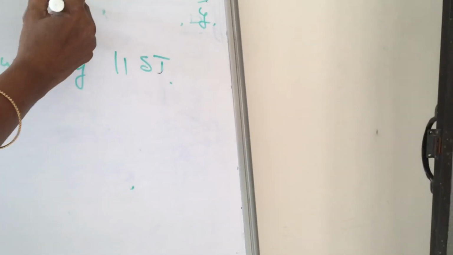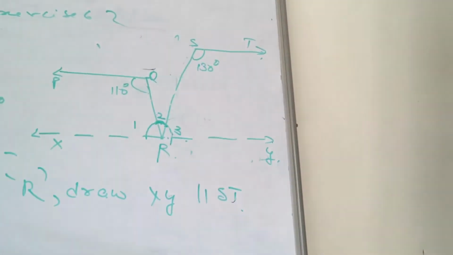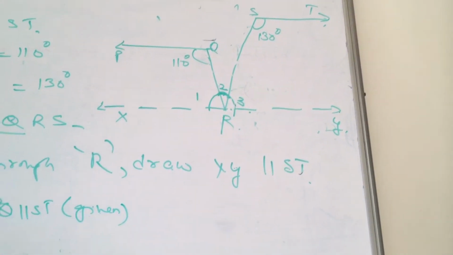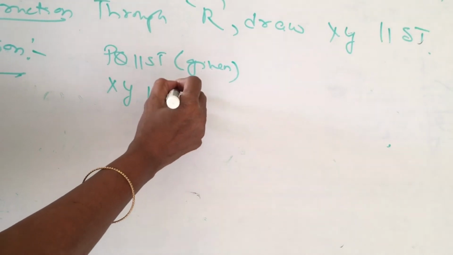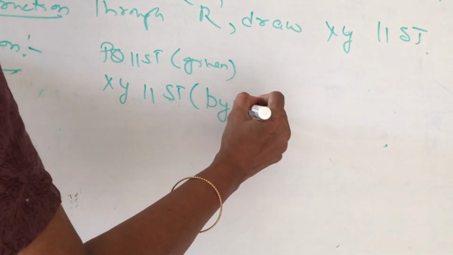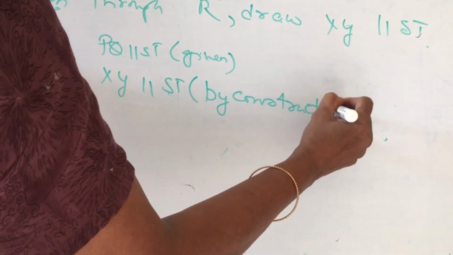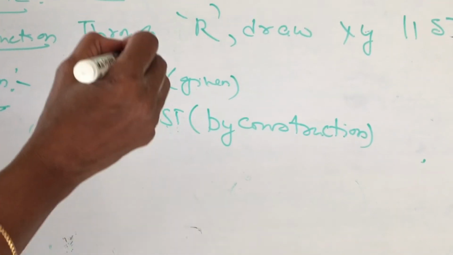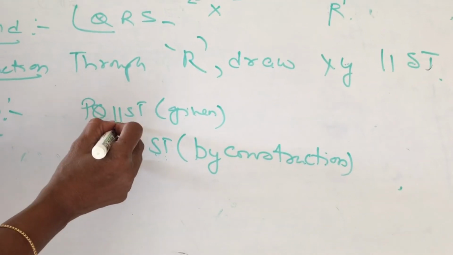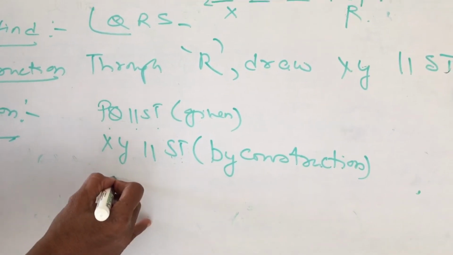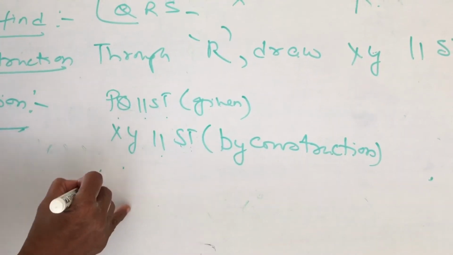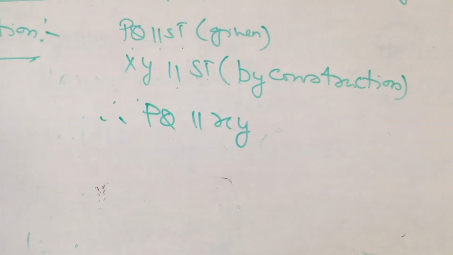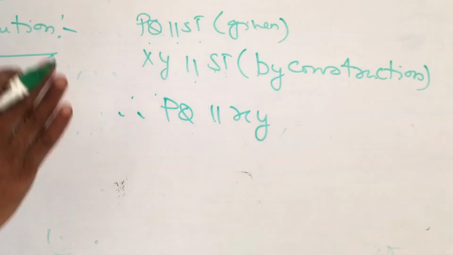PQ parallel to ST. PQ parallel to ST. Do you agree? XY parallel to ST. How? By construction. From the beginning I have been telling you, two lines parallel to the same line are parallel to each other. PQ parallel to ST, XY parallel to ST, therefore PQ parallel to XY. Lines parallel to the same line are parallel to each other.